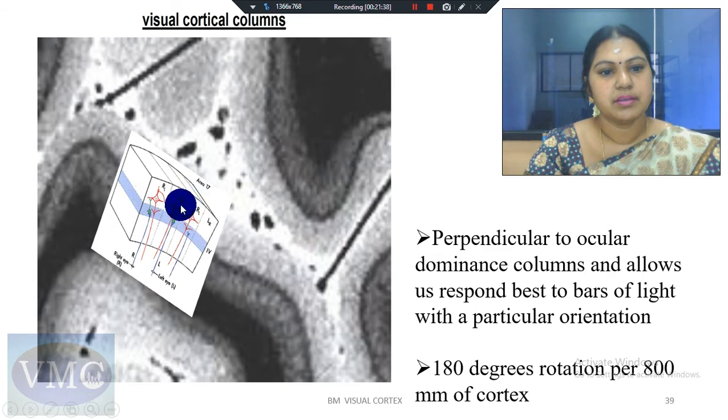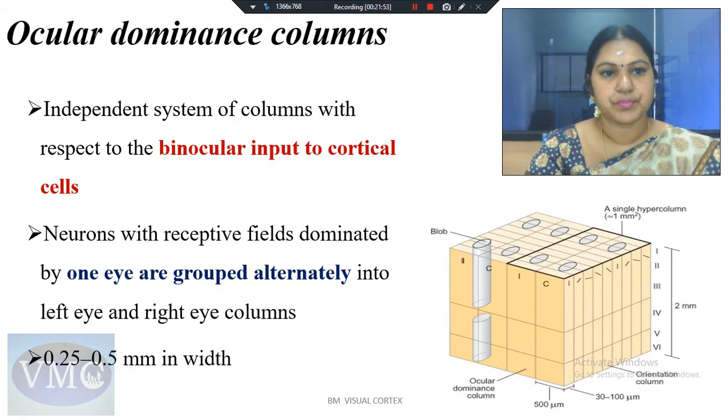So here these are the layers and these are the orientation columns. Perpendicular to the ocular dominance columns are the orientation columns. 180 degrees rotation per 800 micrometers of cortex. That is the configuration.